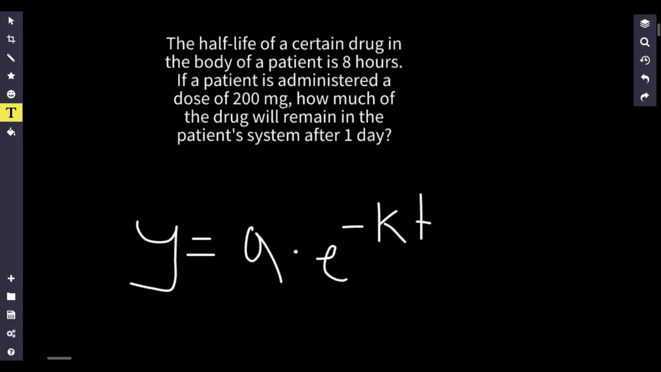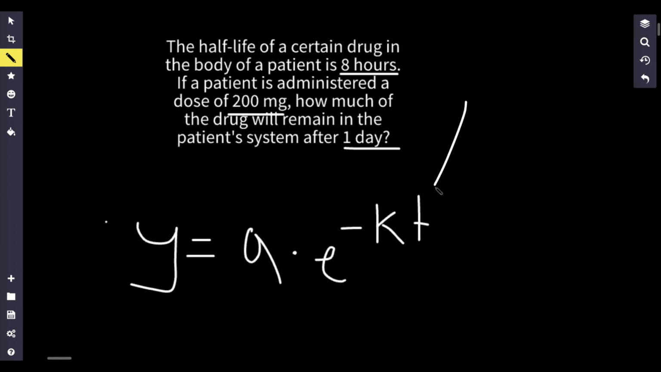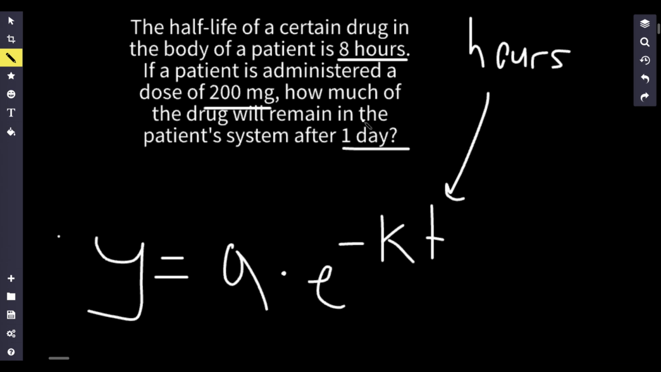The half-life of a certain drug in the body of a patient is 8 hours. If a patient is administered 200 ml, how much will remain after 1 day? Immediately what I notice is that our unit in time is hours, right? But the problem is trying to find out how much will remain in 1 day. So the units are different. So just to make everything clear, instead of 1 day, I'm going to put 24 hours, because it makes things simpler, right? Now the units are the same.